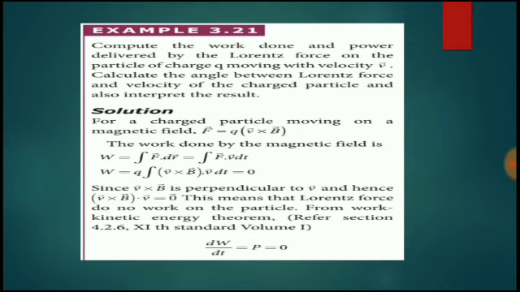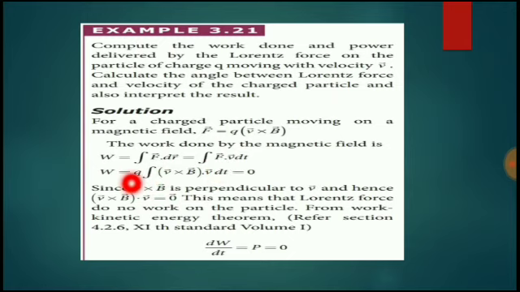So, calculating the magnetic Lorentz force: for a charged particle moving in a magnetic field, the force F is equal to q into v cross B. Therefore the work done by the magnetic field is W equal to the line integral of F dot dr, which is equal to the line integral of F dot v dt. Here dr is the displacement, and from the velocity equation v is equal to dr divided by dt, so dr is v into dt. Therefore W is equal to, substituting F, the integral of q into v cross B.